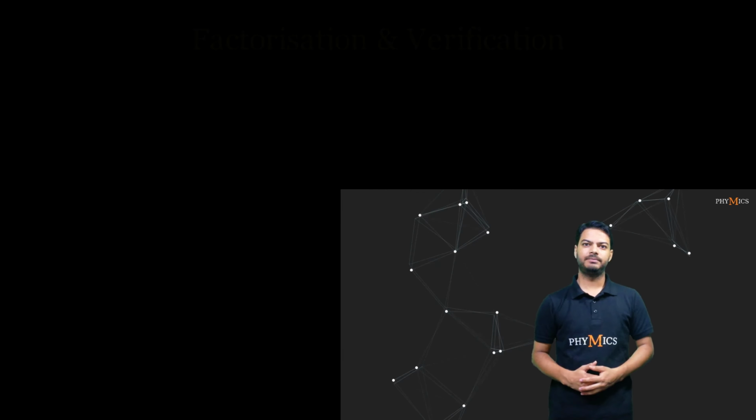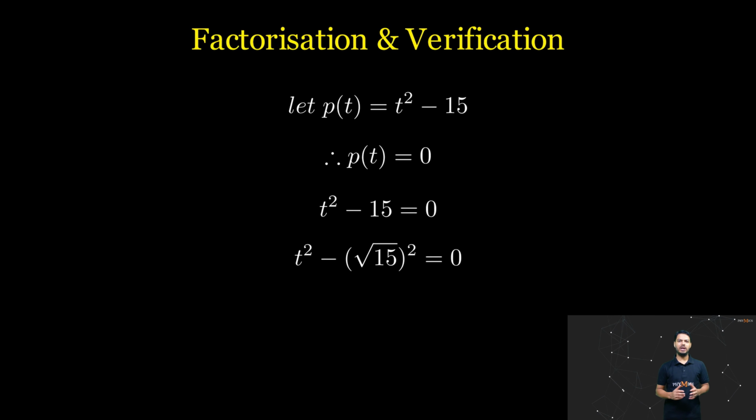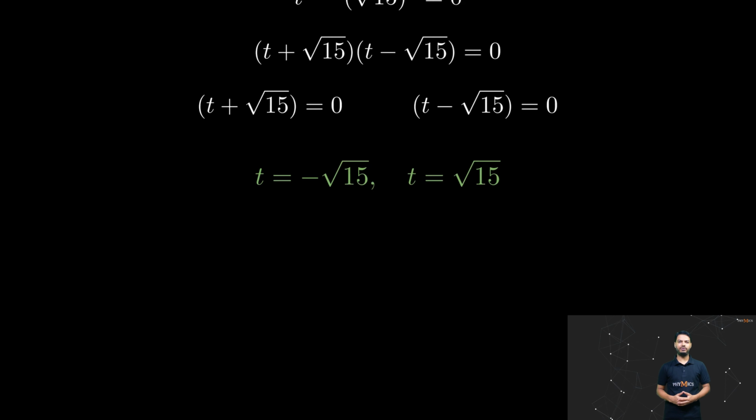Moving on to the fifth problem. Let the polynomial be p(t) = t² - 15. Now to find the zeros, just equate this polynomial p(t) to 0. By inspection, direct common method fails. Since there are only two terms with no common factor, the grouping method also fails. Now by reducing this given polynomial to the identity a² - b² = (a + b)(a - b), we get p(t) = t² - (√15)², which on further simplification becomes (t + √15)(t - √15) = 0. Since anything multiplied by 0 is 0, therefore equating each factor to 0 we get t = -√15 and t = +√15, which are the required zeros.